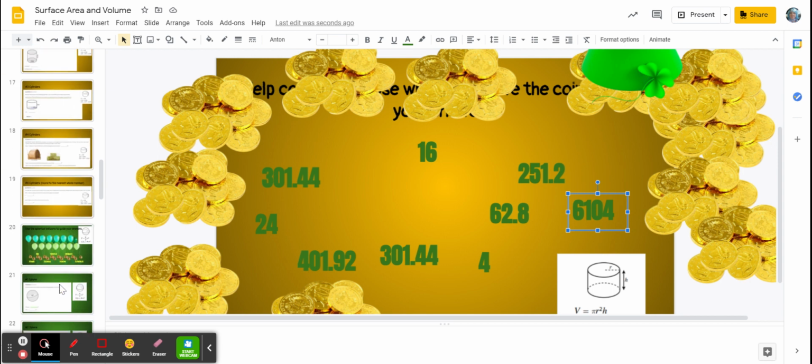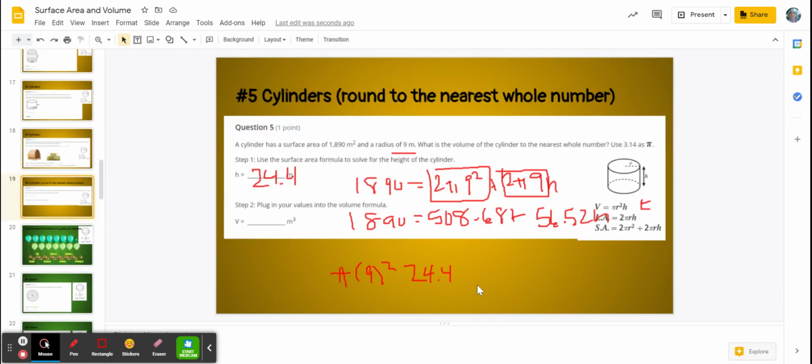Because it says round to the nearest whole number. Yeah, I think it's wrong.